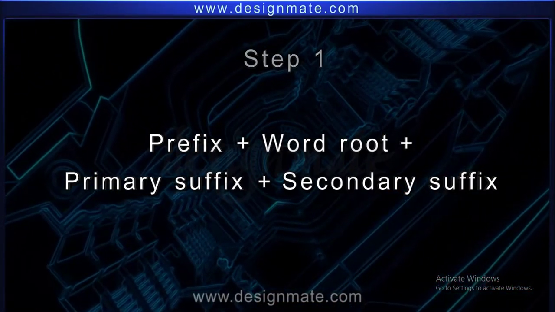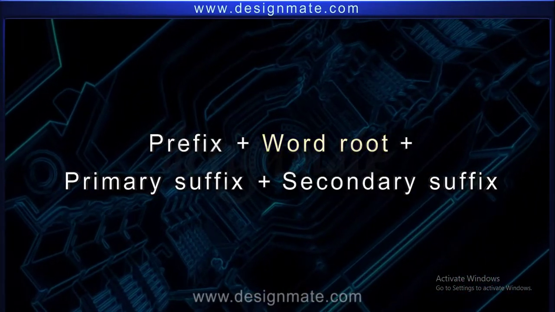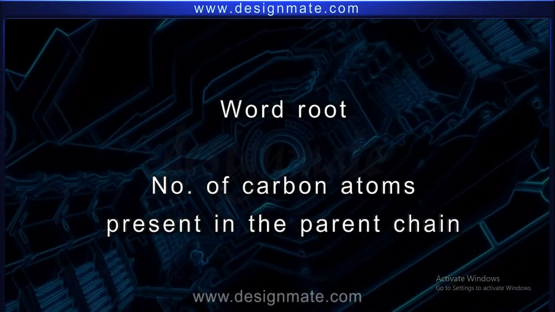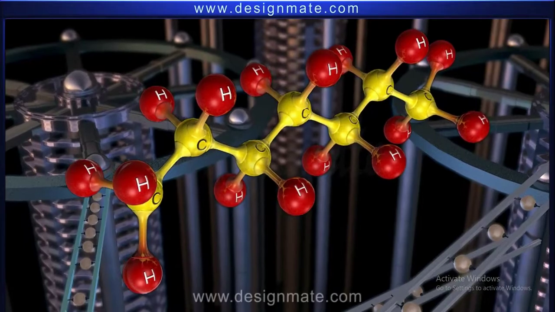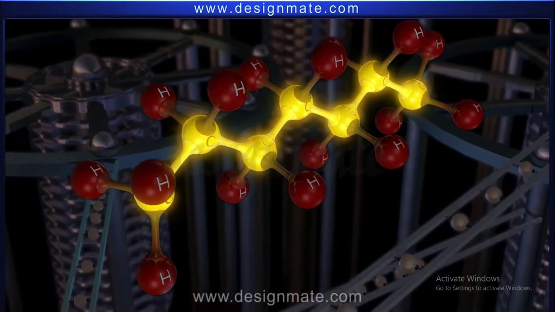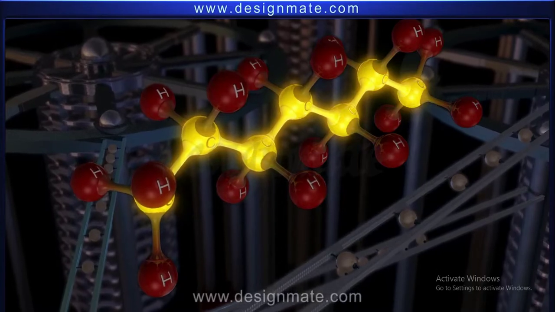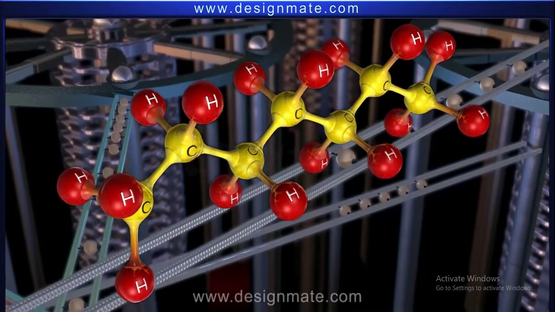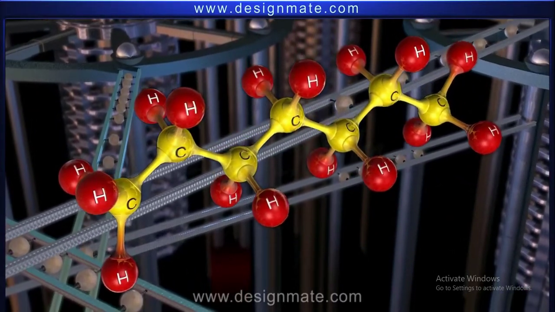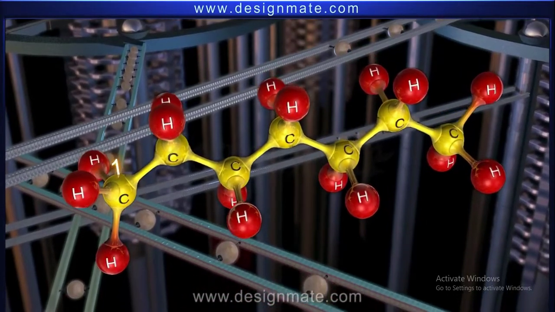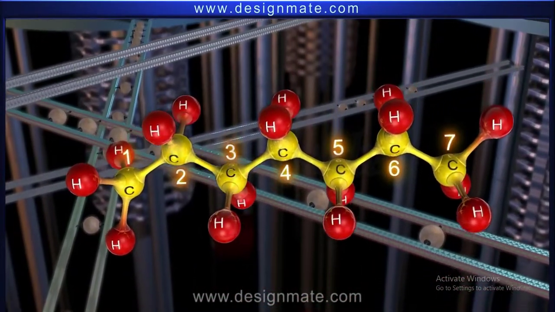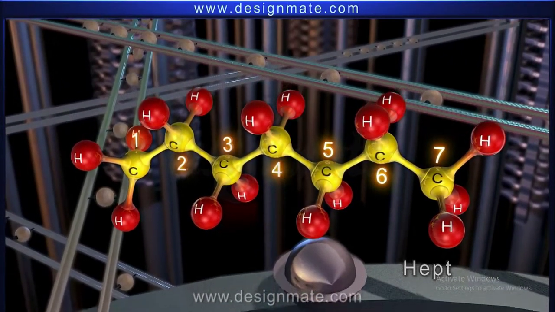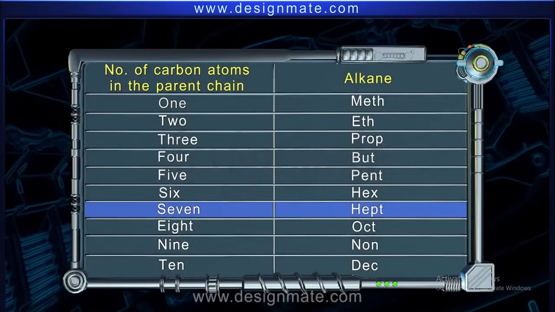Step 1. Assign a word root. The word root represents the number of carbon atoms present in the parent chain. The naming of an organic compound starts with identifying the longest continuous carbon chain, called the parent chain. It consists of the principal functional group and multiple bonds as well. For example, the parent chain in this compound has 7 carbon atoms, and hence the compound is given the word root hept. Depending on the length of the carbon chain, the word roots can be named as shown.